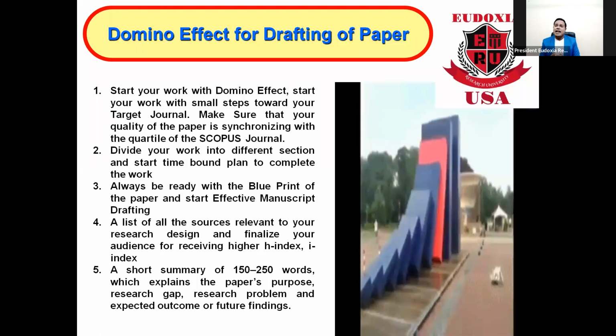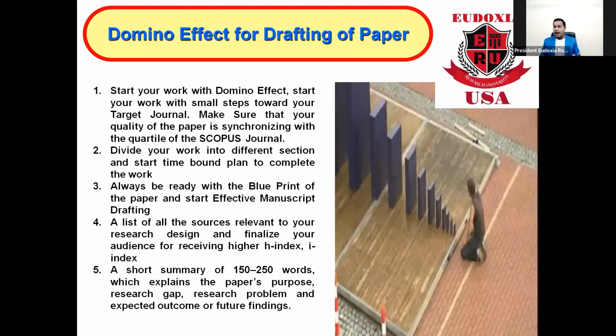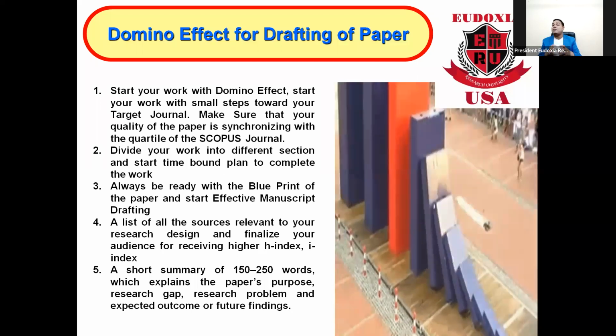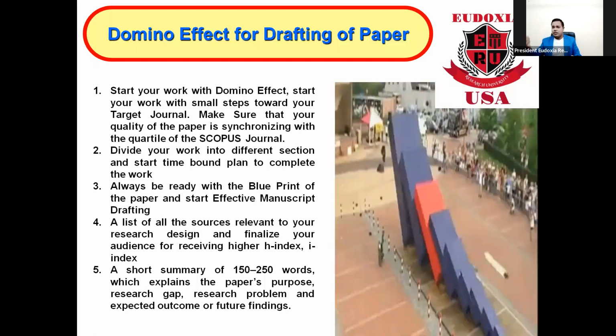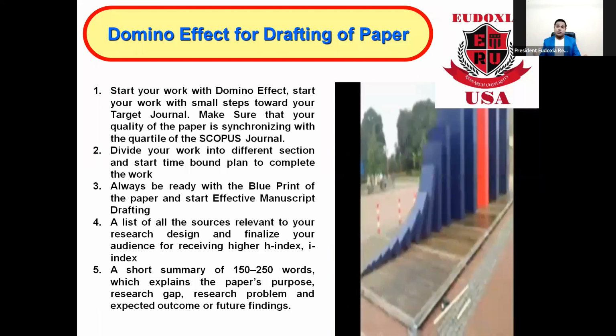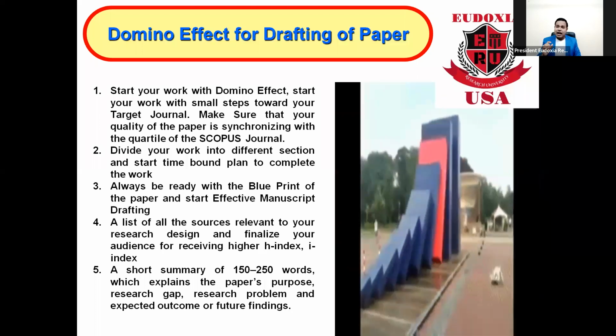Next, the i10 index, or you can say the I index. If you have one paper with a minimum of 10 citations, then it is 1. How many papers you have with more than 10 citations, that is the I index.